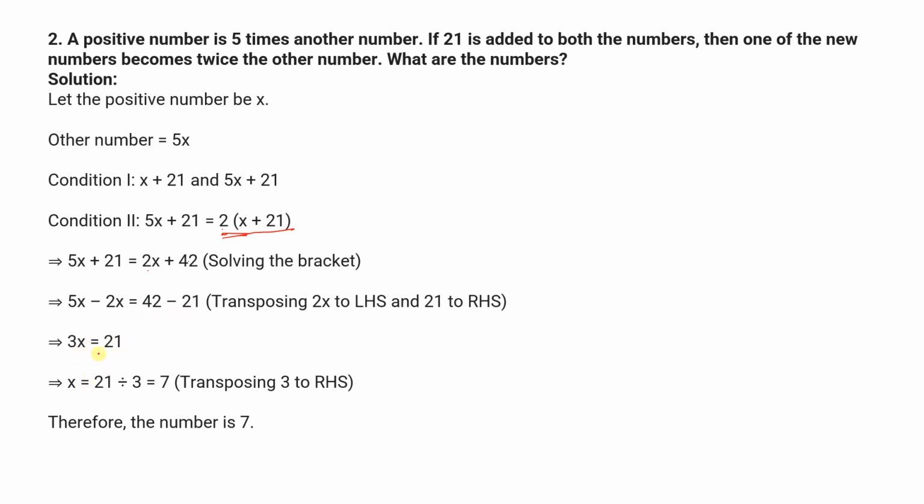Of course, you have to divide 21 by 3 to get the value of x. So 3 sevens are 21. Therefore, the number is 7. So when one number is 7, the numbers are x is equal to 7 and the other number is 5x, that is 5 into 7, that is equal to 35. Therefore, the numbers are 5 and 35.